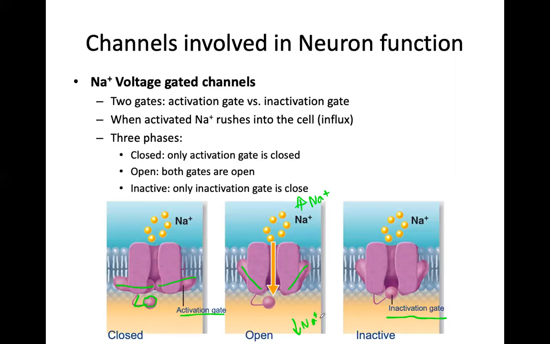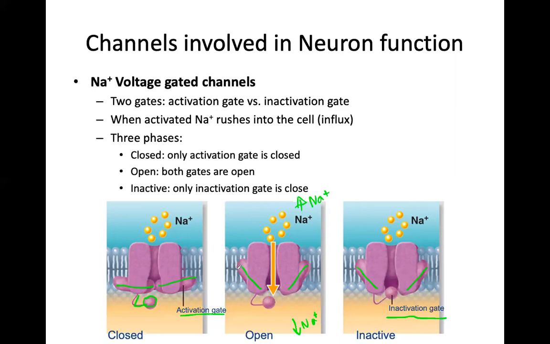Now, eventually you reach another voltage, and during that voltage change, you will not close your activation gate. Look, your activation gate is still in an open position. What you will be closing is your inactivation gate, which blocks the channel. At that phase, you call that the inactive phase. So one more time, activation gate is closed, inactivation gate is open. We identify this as a closed channel.